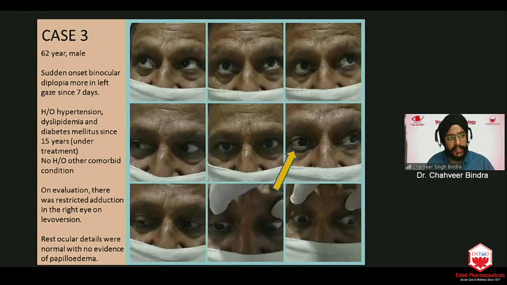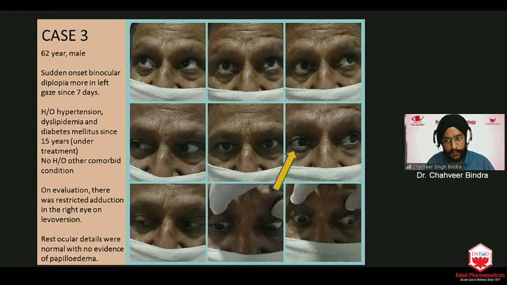Now this was a case of a 62-year-old male presenting with sudden onset binocular diplopia, more in left gaze, since 7 days. There was history of hypertension, dyslipidemia and diabetes since 15 years. On evaluation, there was restricted adduction in the right eye on levoversion. There was no other finding.